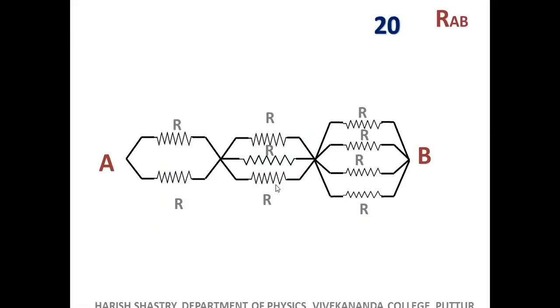So here is the 20th problem. Very easy one. R, RRR, RRR. 4 resistances in parallel, 3 resistances in parallel, and 2 resistances in parallel. Now, why can't you replace this parallel combination by a single one, this parallel combination by a single one, this combination by a single one, so that all are in series? Very simple. A to B.